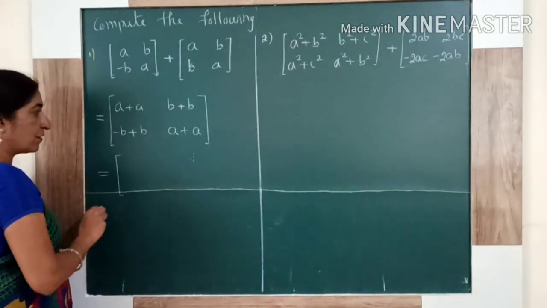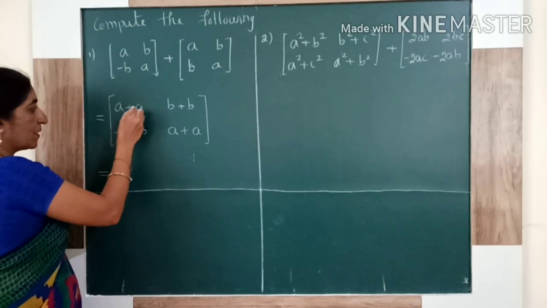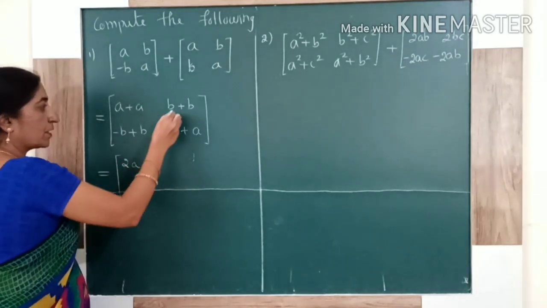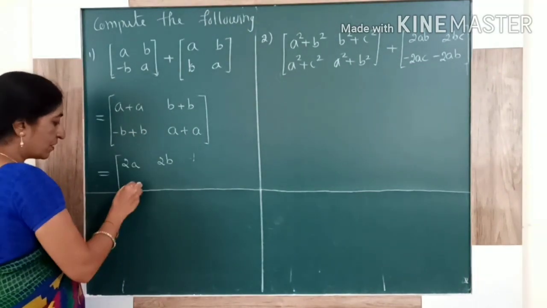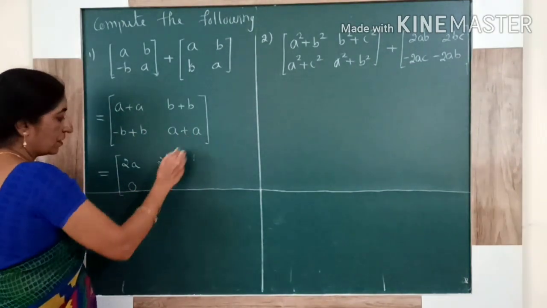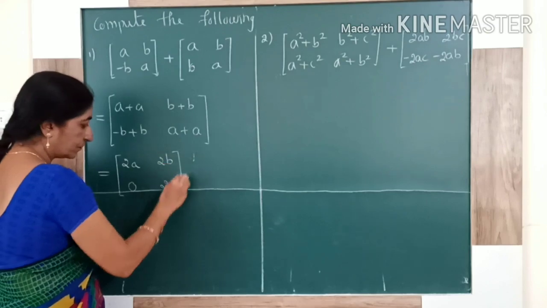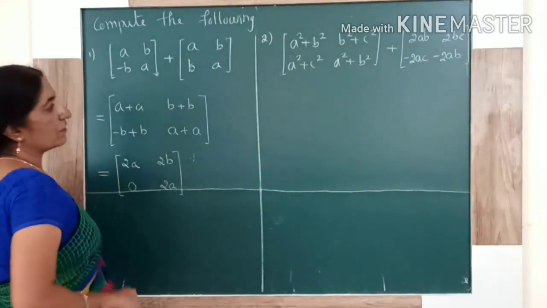And you are familiar with adding the algebraic terms. A plus A, that is 2A. B plus B, that is 2B. Now minus B plus B will be 0, and this is 2A. So this is the first example.